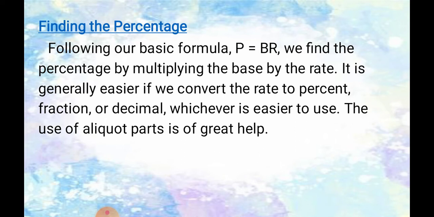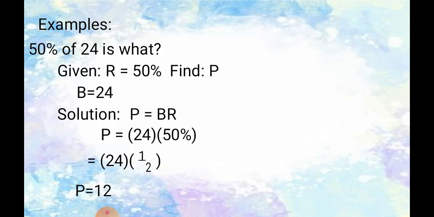Following our basic formula, P is equal to B times R, or percentage is equal to base times the rate. We find the percentage by multiplying the base by the rate. It is generally easier if we convert the rate to percent, fraction, or decimal, whichever is easier to use. The use of aliquot part is a great help. Okay. Examples.